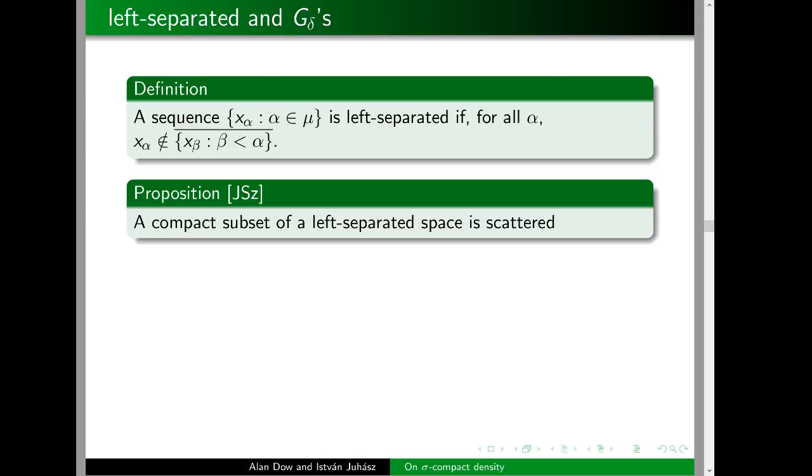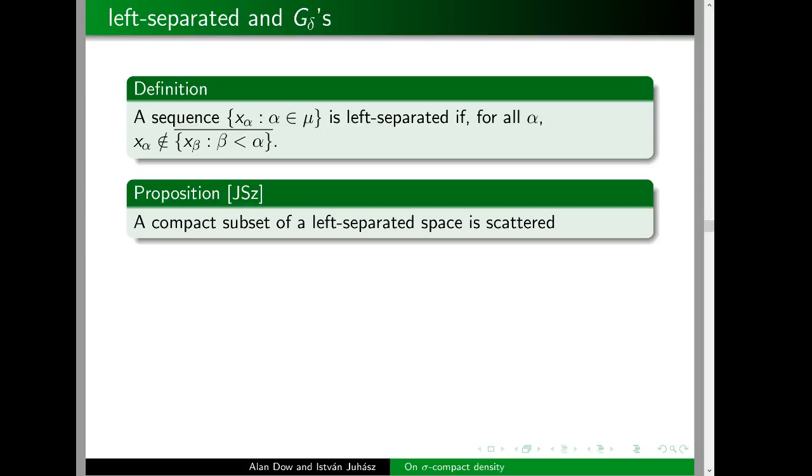And there's an old result of Istvan in topology that a compact subset of a left-separated space is scattered. Not too difficult to prove. I didn't look at their proof. I thought it was a nice proof, but it's not trivial. But anyway, it's true. I'm not going to sketch that proof. So a compact subset of a left-separated space is scattered.